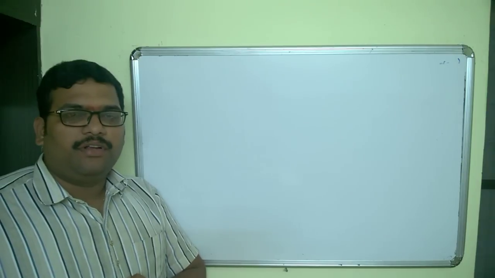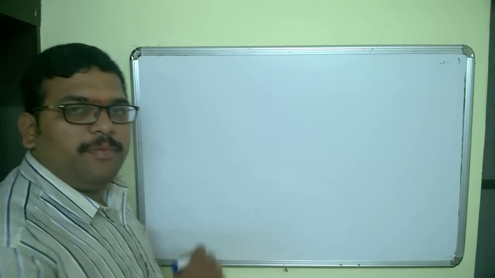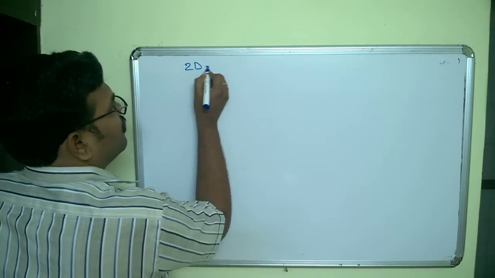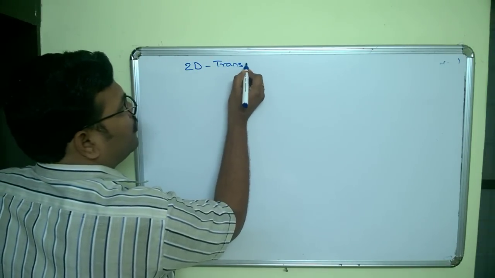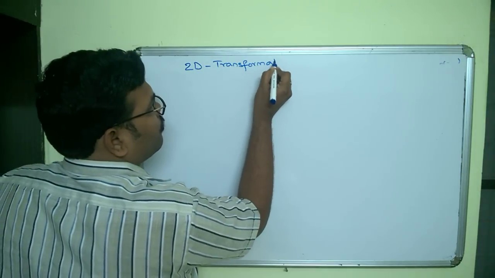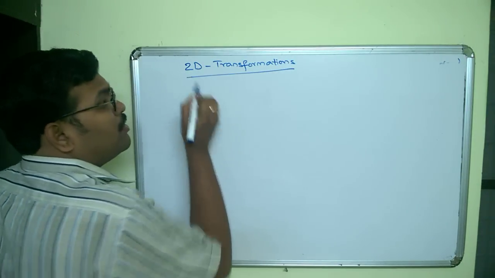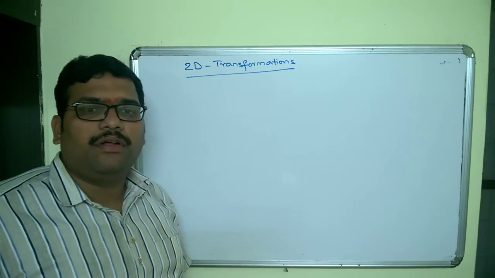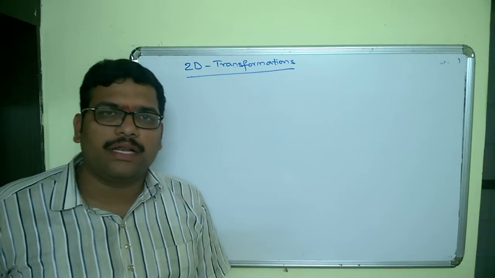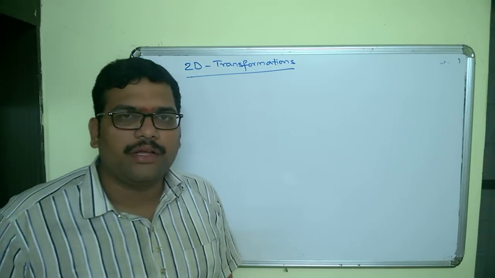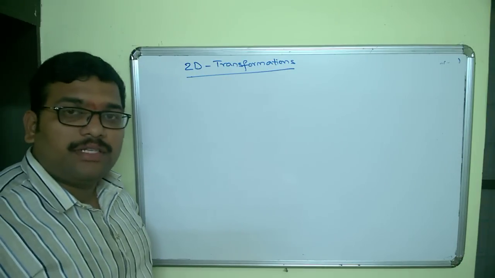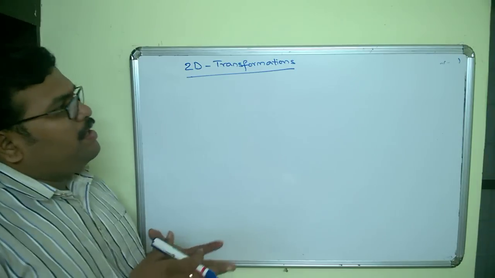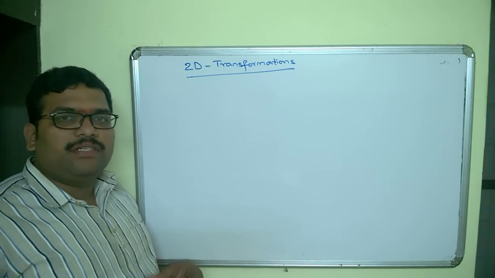In today's session, let us have a look at two-dimensional transformations of an object in computer graphics. So far, in the previous videos, we have learned different line drawing techniques, circle drawing technique and ellipse drawing technique. And in today's session, let us have a look at two-dimensional transformations of an object. Mainly, these transformations mean the manipulations done on objects.